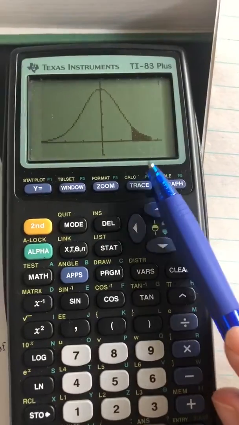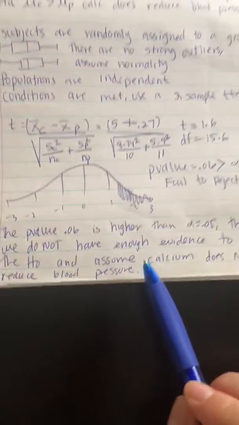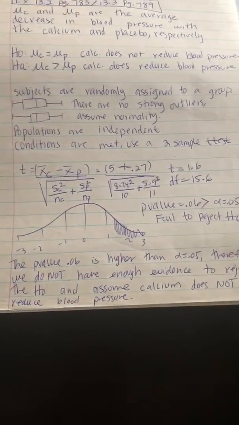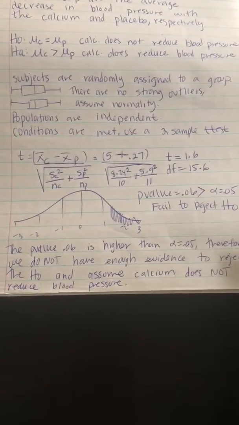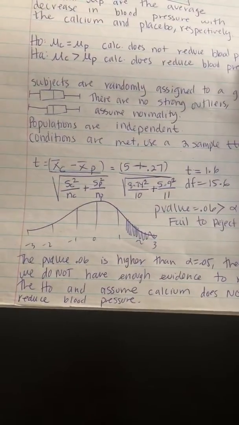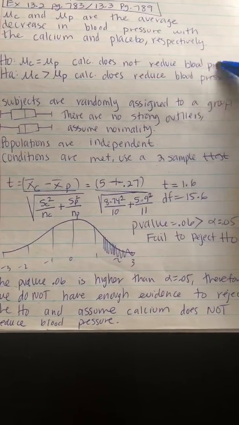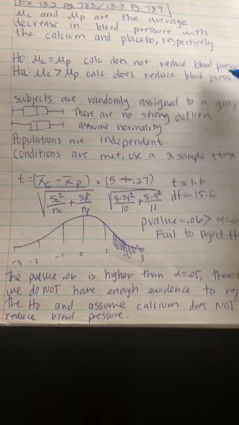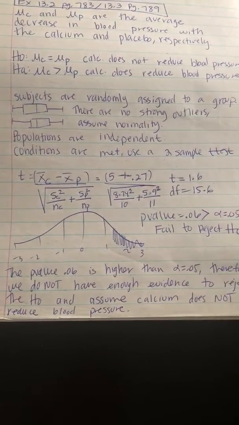And then you just copy the sketch. You shade that on the right. And then your conclusion is the same as before. So the p-value is higher than alpha. We can't reject the null. So if you can't reject the null, then you have to assume that the null is true. So we conclude that calcium does not reduce blood pressure.